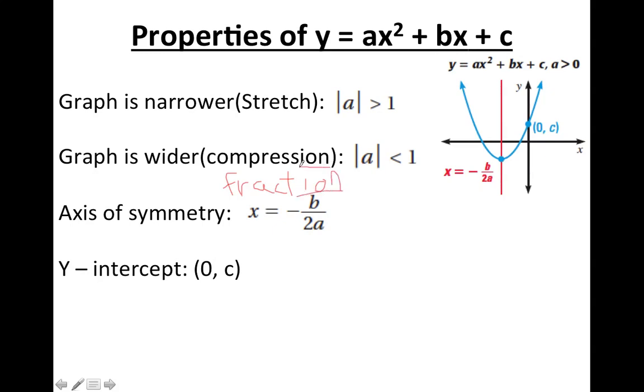Now to figure out our axis of symmetry, this is the formula we use. x equals negative b over 2a. So again, b is the number in front of your x term. a is the number in front of your x squared term. And again, it's x equals because it is a line. And like we already said before, for the y-intercept, since we plug in 0 for our x's, we're left with the constant term.